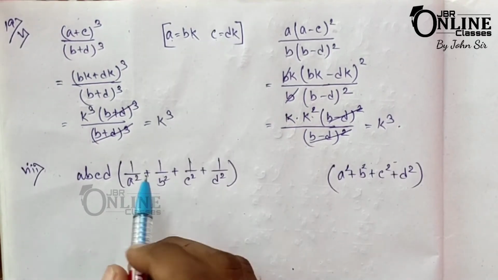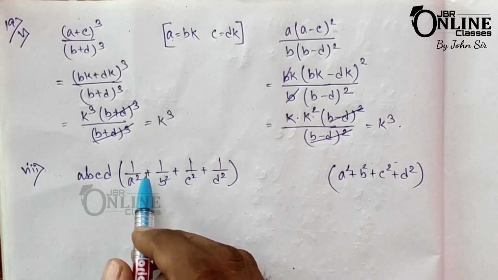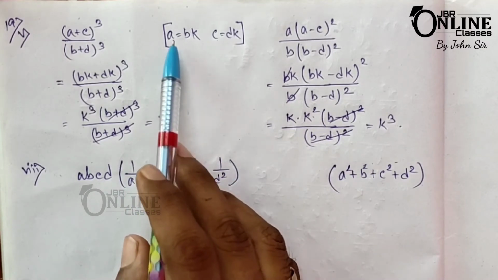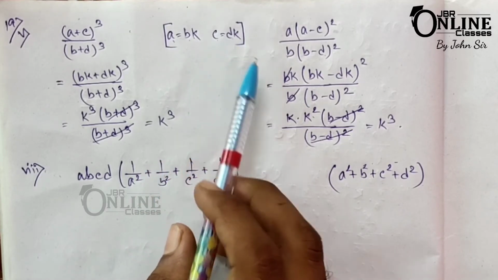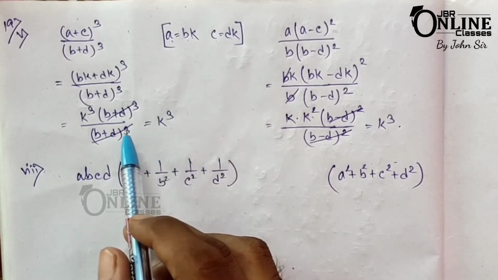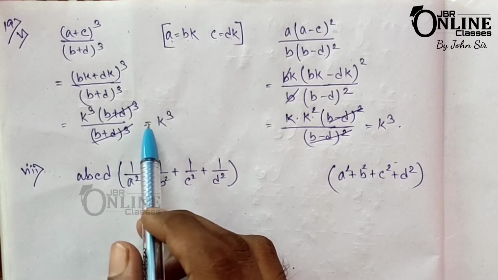Okay, so right hand side equals left hand side. Now sums number 6 and 7 are the same kind of problem. In each and every sum you have to put down the value of a equal to bk and the value of c equal to dk. Then take the common things, the remaining part will cancel out, and finally you will get left hand side equal to right hand side.